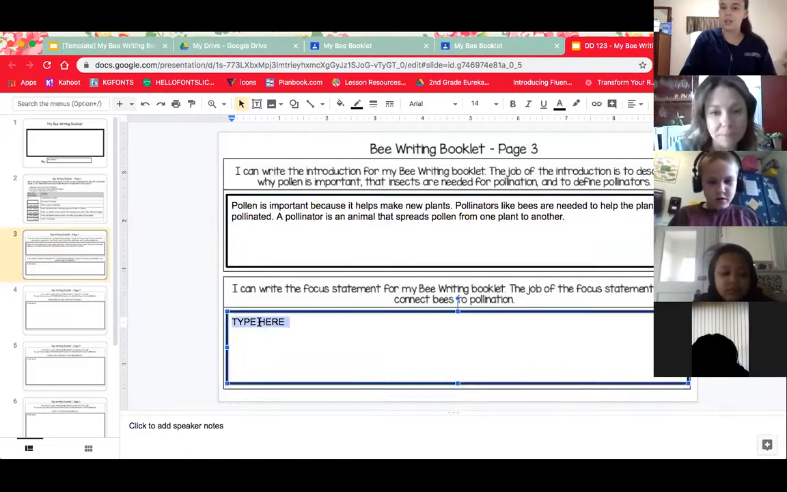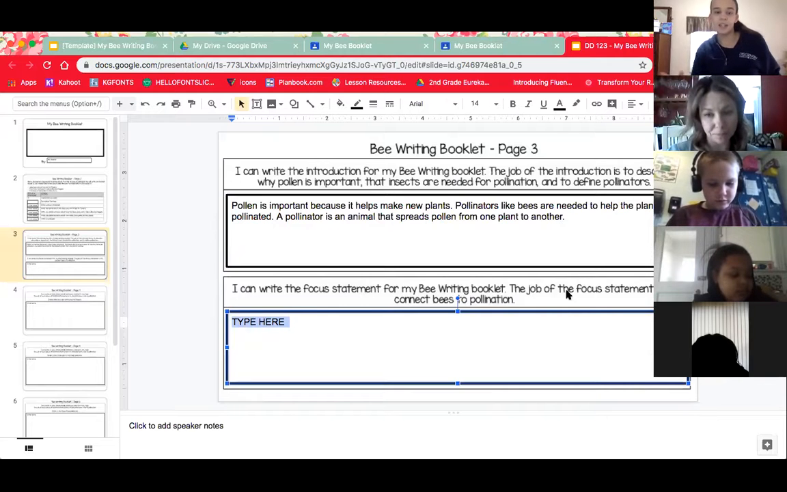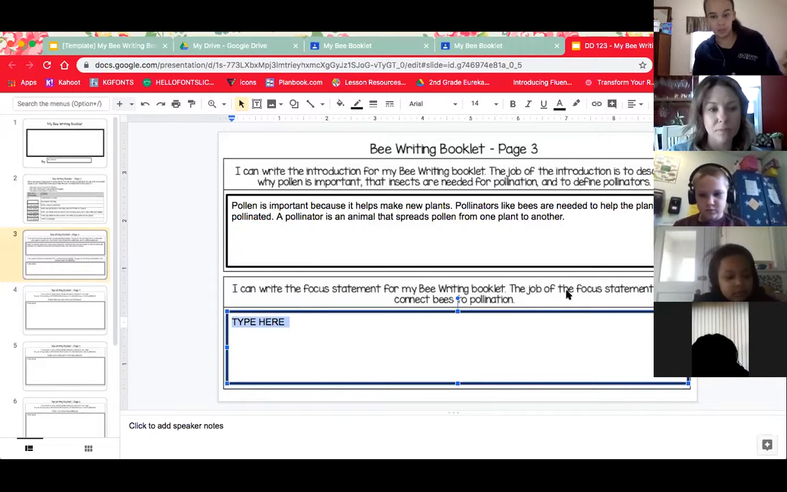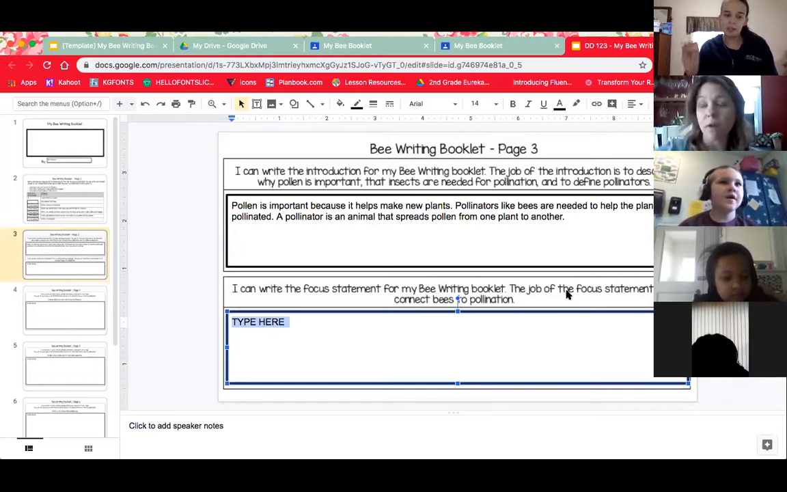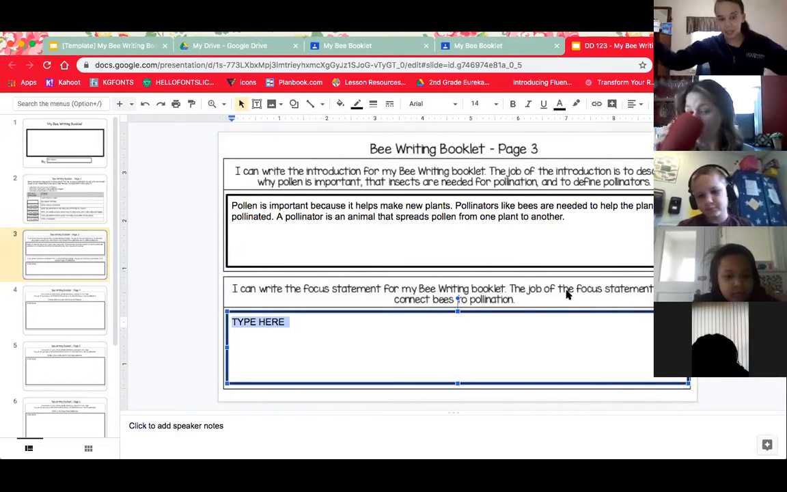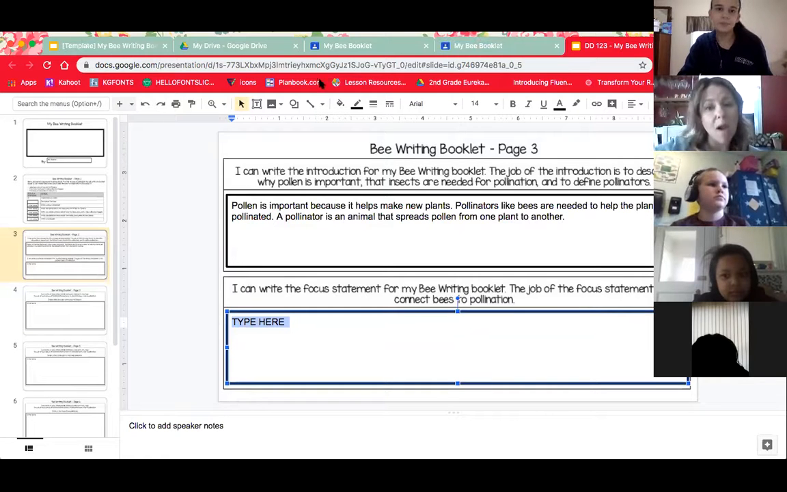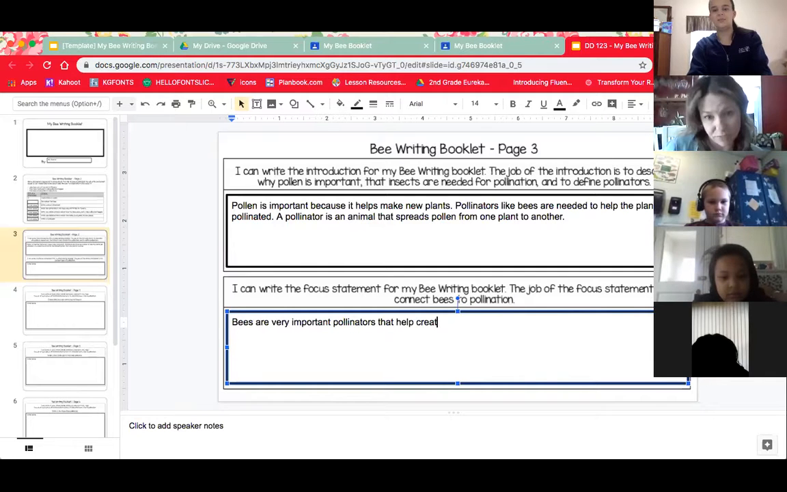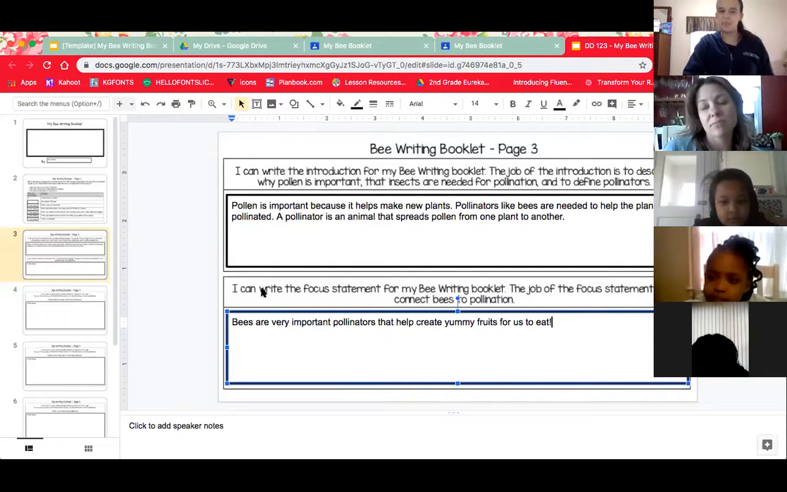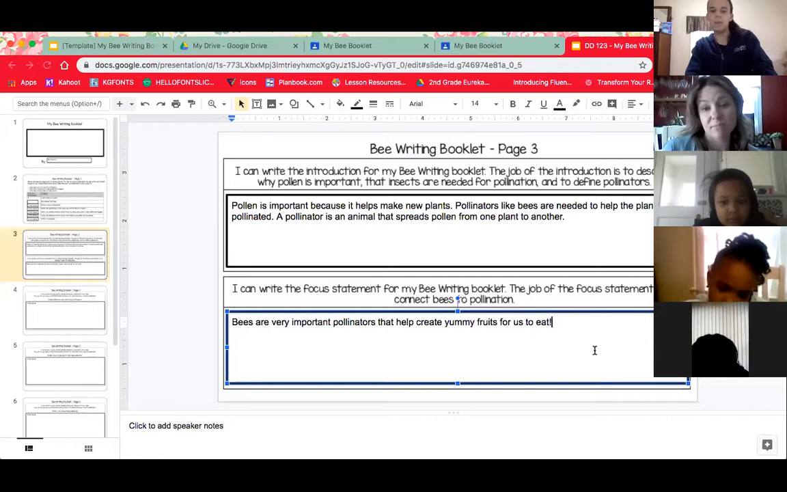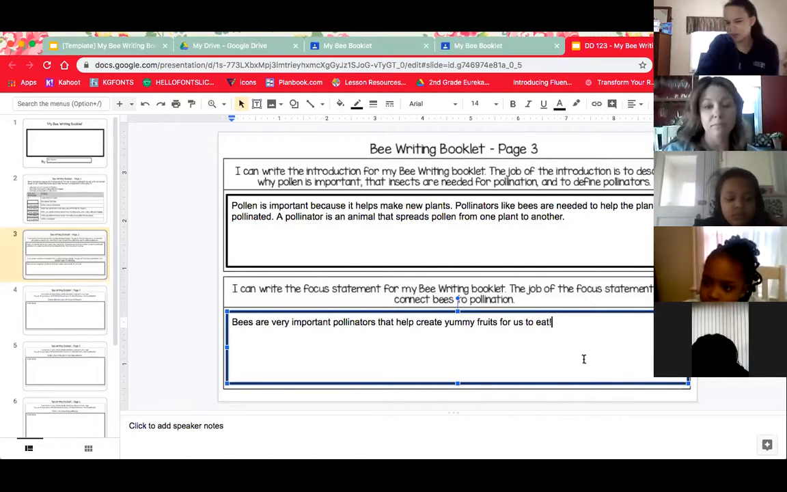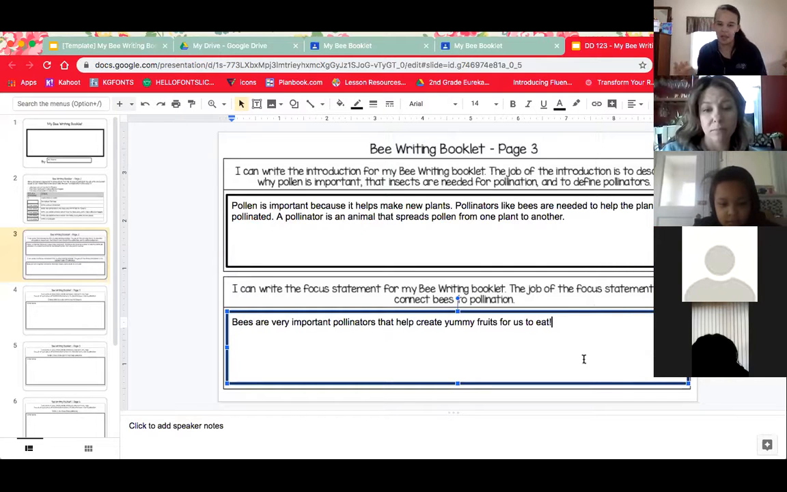The other thing you need to do today is write your focus statement. The job of the focus statement is to connect bees to pollination. What I just said in my introduction is that pollinators are needed to help the plants, right? To help them grow. So my focus statement needs to tell my reader that this is going to be an informational writing all about bees. What do you think I should say, Miss Chalet? I would say something like, bees are important pollinators that help create yummy fruits for us to eat. Exactly. Bees are very important pollinators that help create yummy foods for us to eat. It goes with your introduction, but it tells you a little more detail about what exactly you're going to learn about.